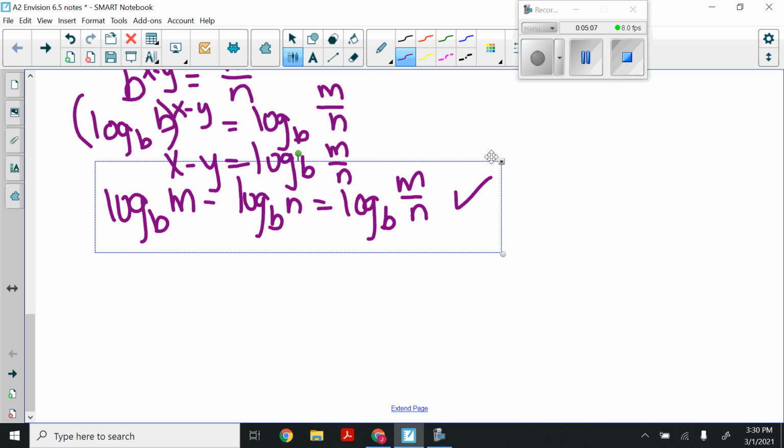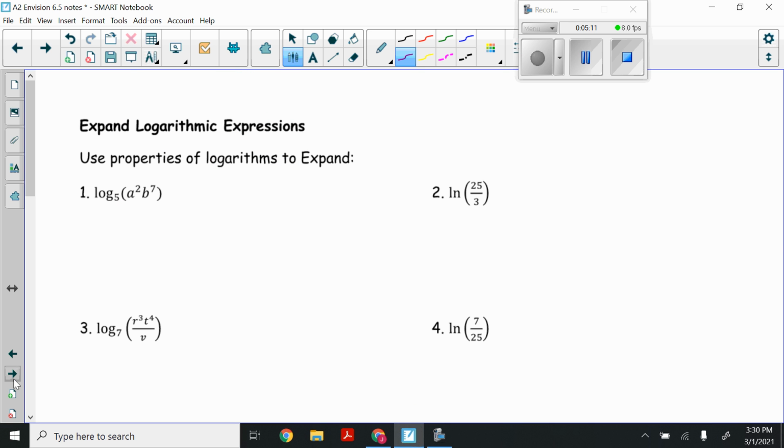All right, so now we're done proving. We're going to start using these properties. So the next page of notes says expand the logarithmic expressions. Use your properties of logarithms to expand. So number one, log base 5 of a squared b to the 7th. I have two terms, a squared and b to the 7th, so I should have two logarithms written down.